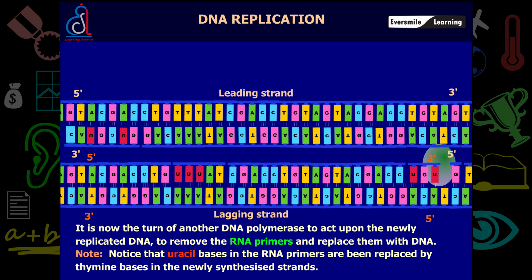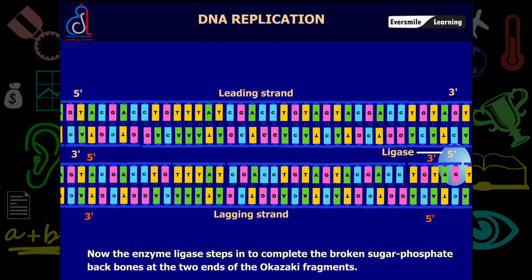It is now the turn of another DNA polymerase to act upon the newly replicated DNA to remove the RNA primers and replace them with DNA. Notice that uracil bases in the RNA primers are being replaced by thymine bases in the newly synthesized strands.